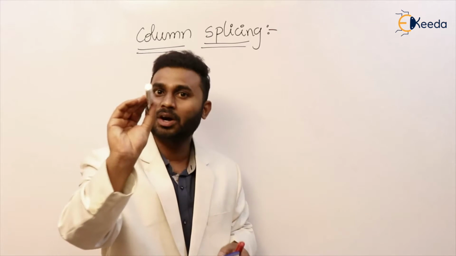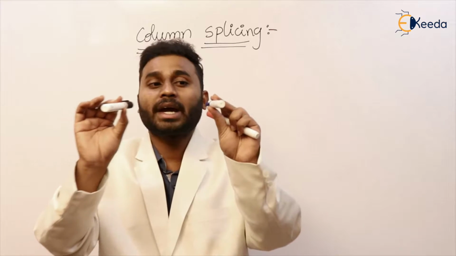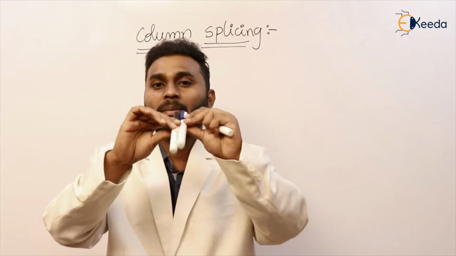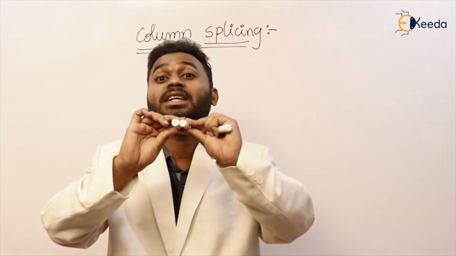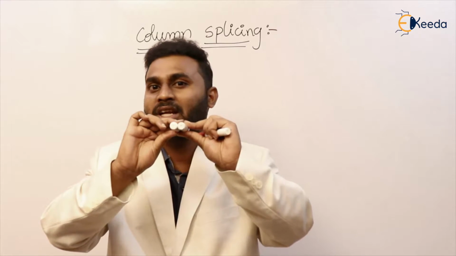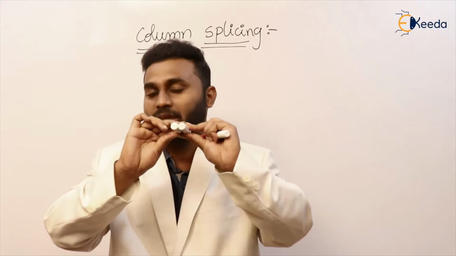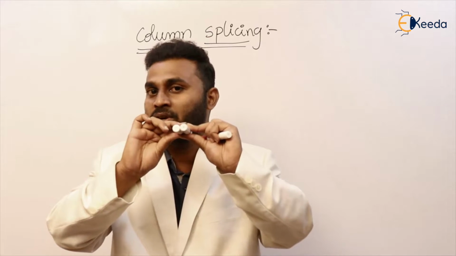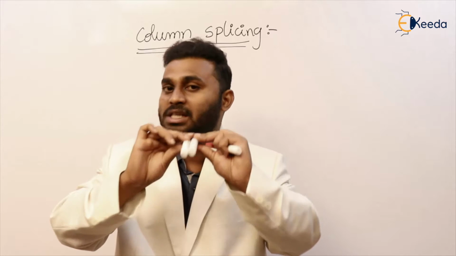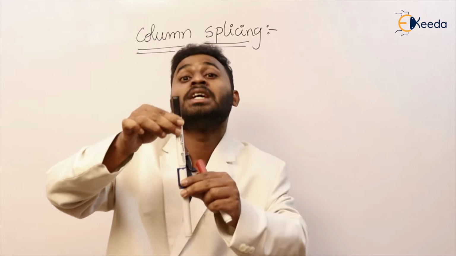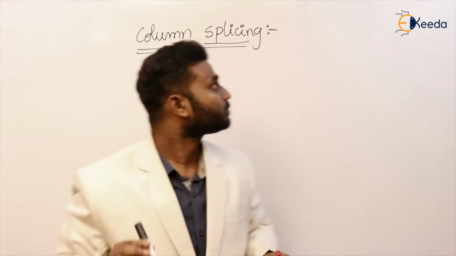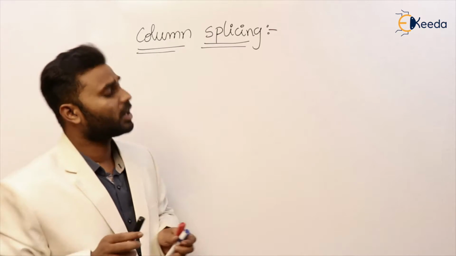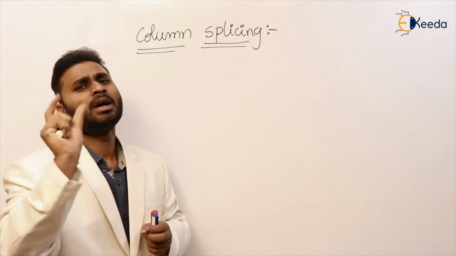But if this is one column and this is another column, and I join them, what happened here? Length is the same. Here length is not increased, but cross-sectional area is increased. So if I make a connection like this, it is known as a built-up section. Or else if the connection is like this, then this is known as splicing. Clear?